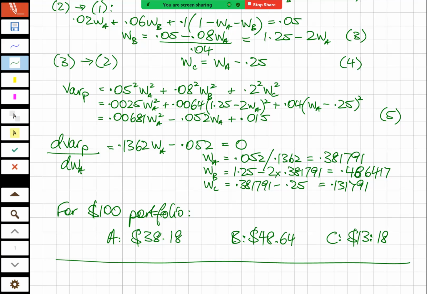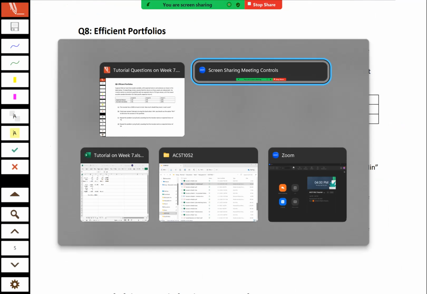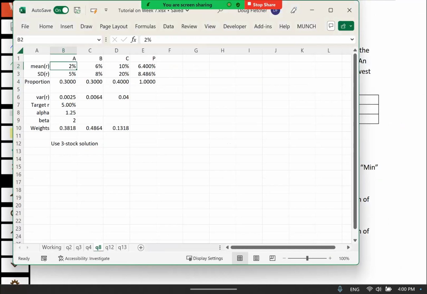Now in part B, I'll just come back to have a look at that. In part B, we were wanting to consider the same situation, but now using the solver in Excel. So I'll just change over to my Excel application. And here it is. So I've got a table of the information given to us in the question. And I've put in here just some arbitrary proportions, which happen to add up to 1. So I've got the sum across that row.